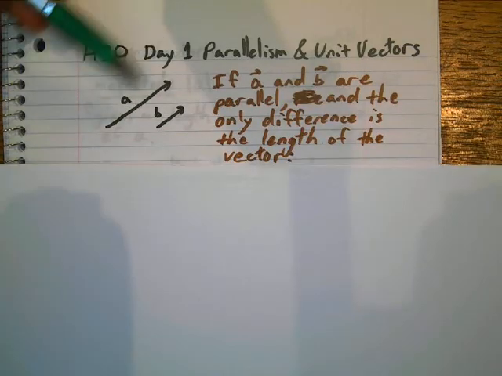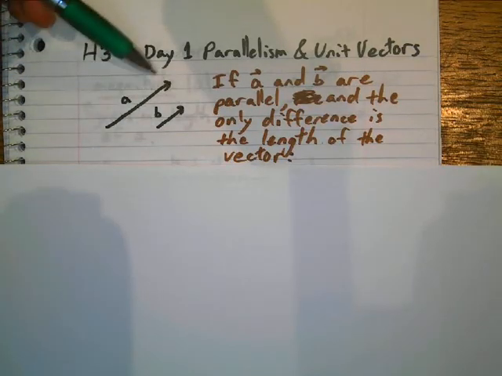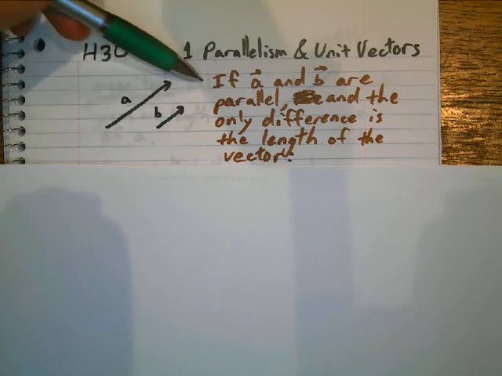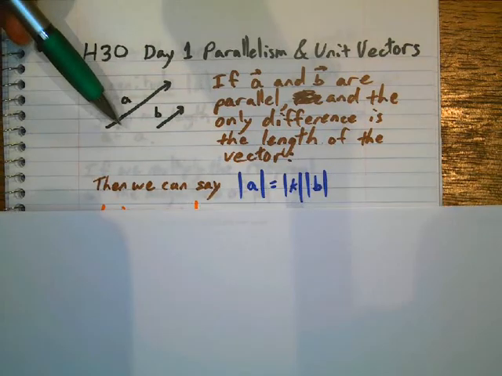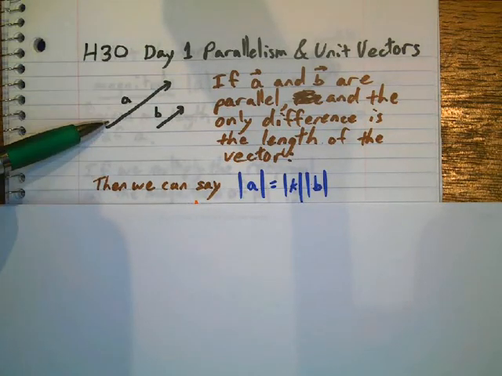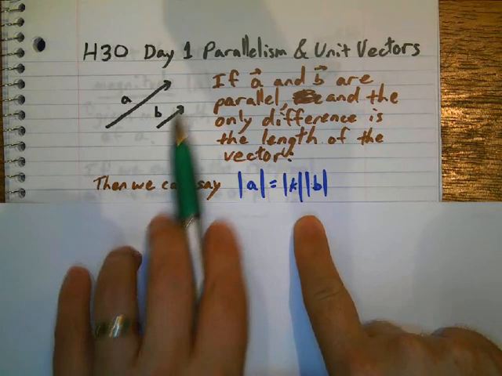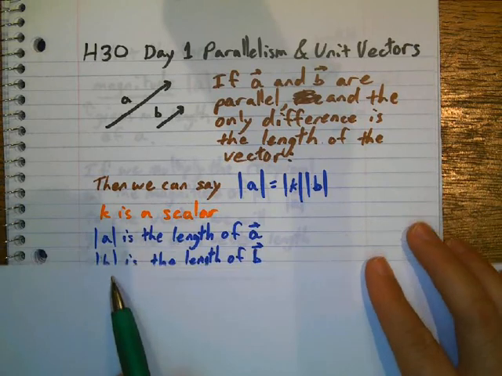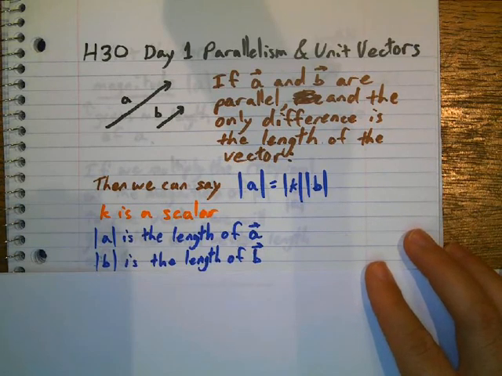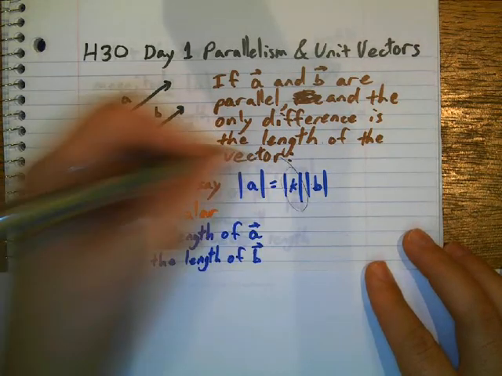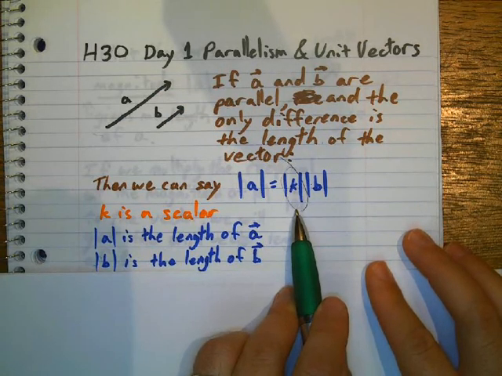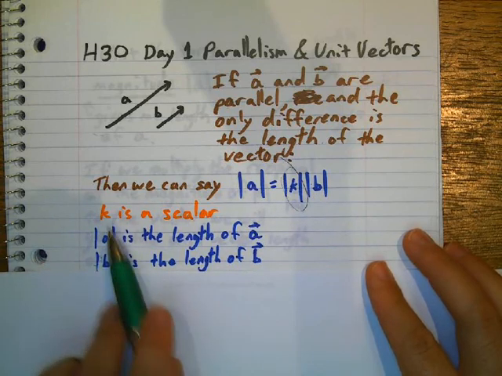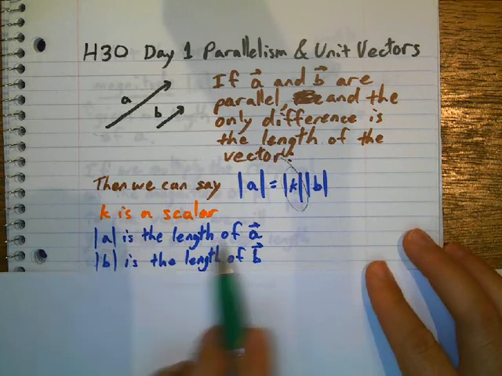Okay, so if two vectors are parallel, and the only difference is the length of the vector, then we can say that the magnitude of these can be multiplied by some scalar, and then we would have the same vector. Where this represents a scalar, just some number you multiply to change the length of the vector. And when you have the absolute value around here, that talks about the magnitude or the length of the vector.